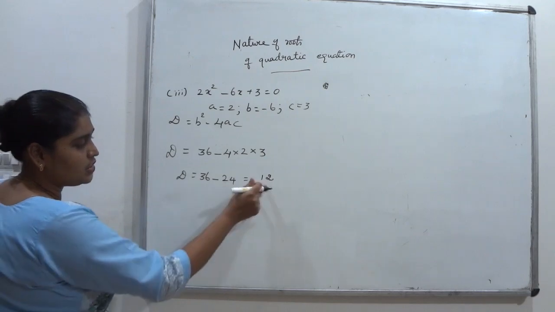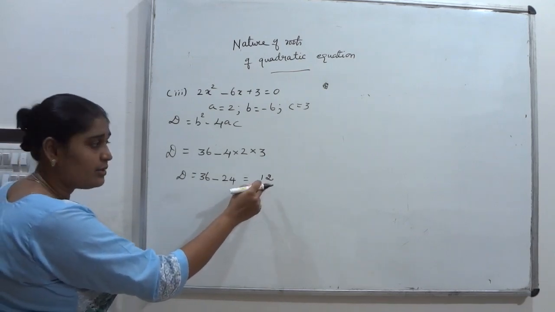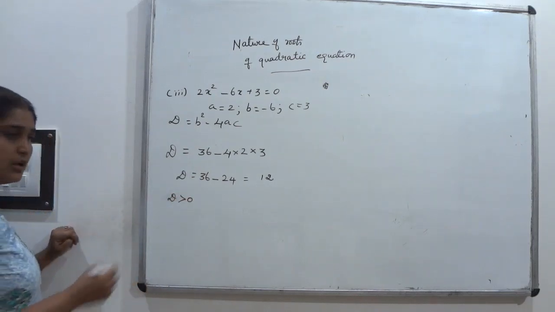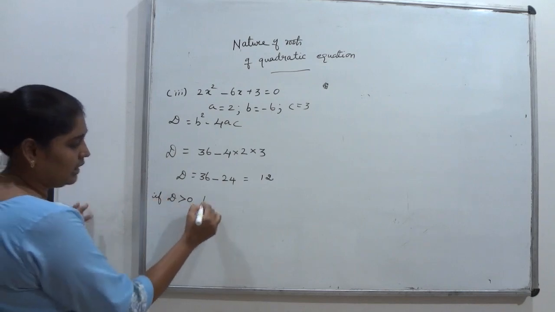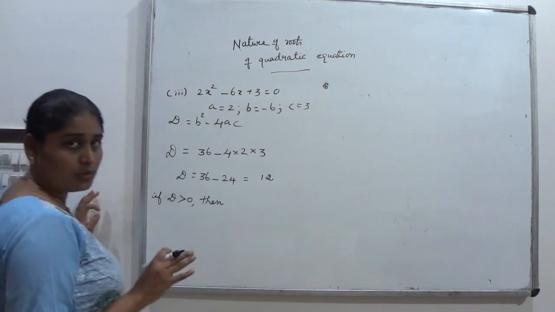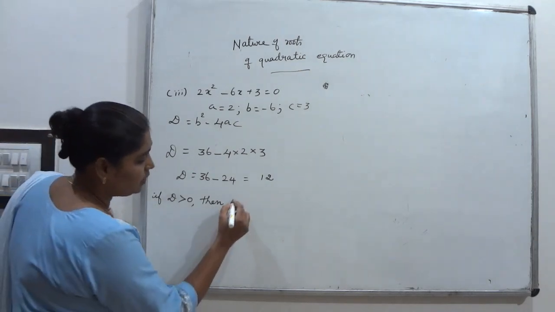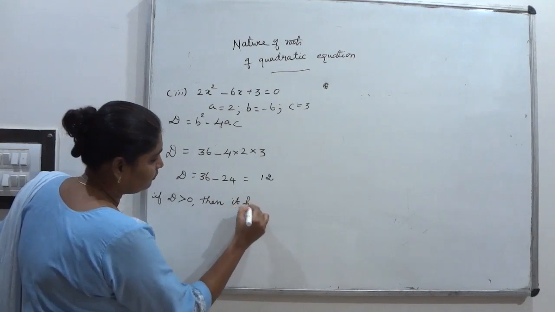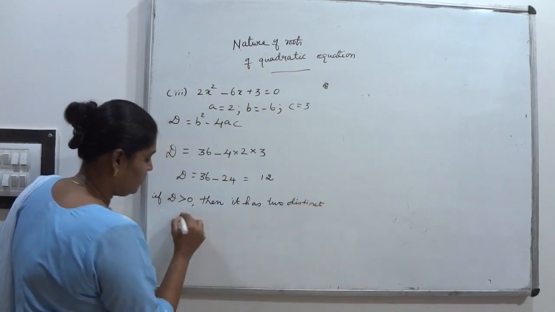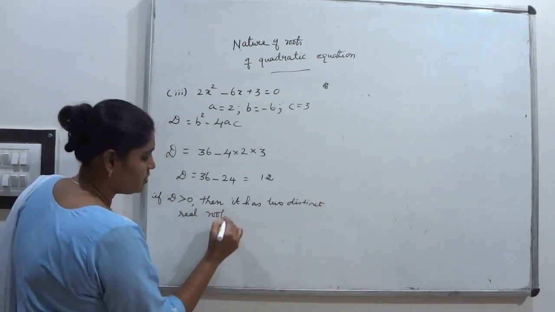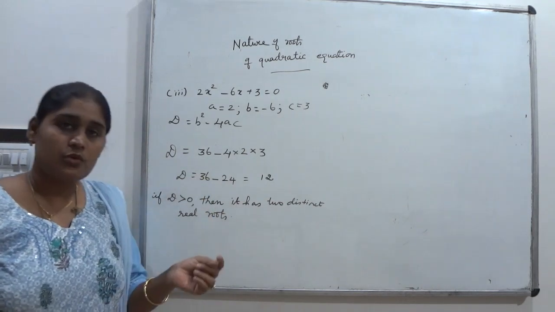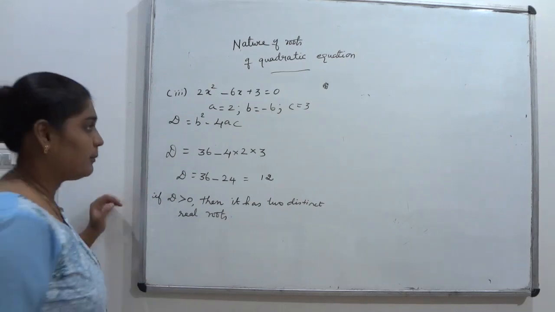D is greater than 0. Capital D is greater than 0 because this is 12 value. If the D value is greater than 0, you know that the particular equation has two distinct real roots. You know that, no? Nature of real roots: if D is greater than 0, then it has two distinct real roots. In the question it is clearly given to you.